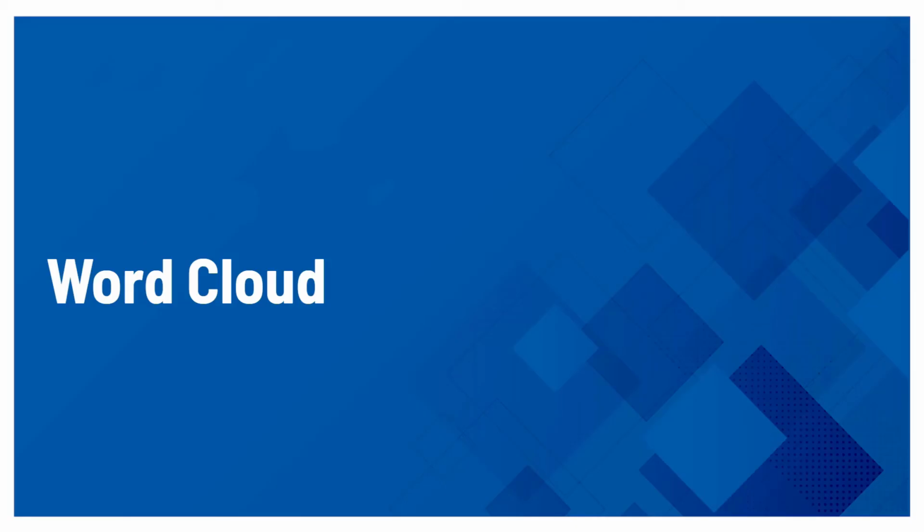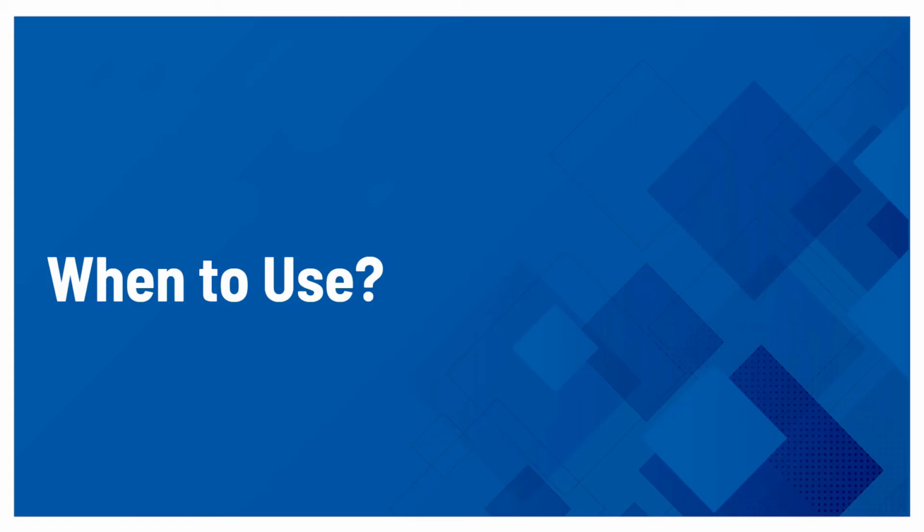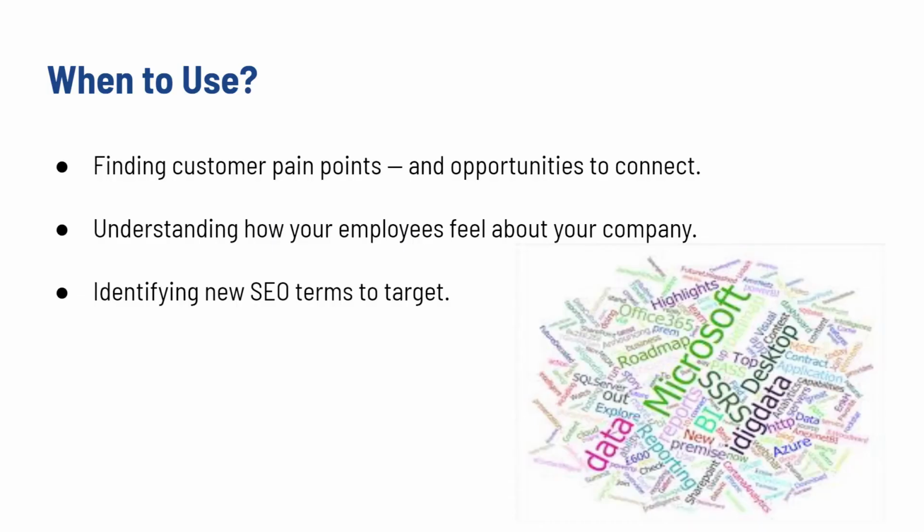Today's discussion is regarding word cloud and its use. Google says a word cloud is an image composed of words used in a particular text or subject, in which the size of each word indicates its frequency or importance. So the more often a specific word appears in your text, the bigger and the bolder it appears in the word cloud. Where word clouds excel for businesses.